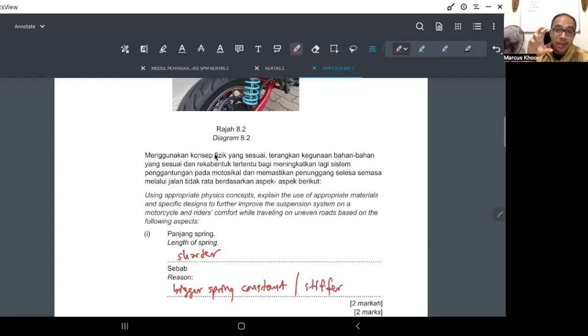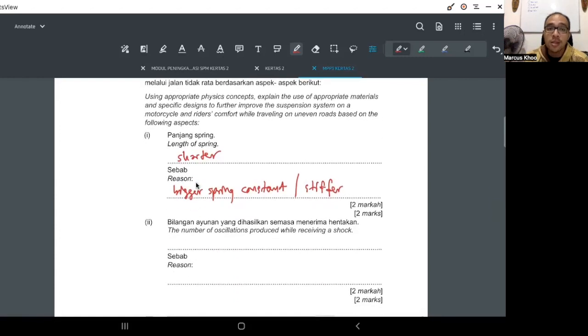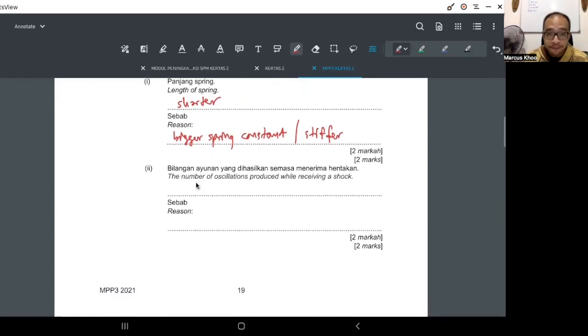So when it is harder, when you go on uneven roads, it won't bounce so much because that is very uncomfortable. Yes, it's a little bit more painful because it is hard, but it's better than bouncing around, which is actually more dangerous. So we don't want that. We want a shorter length of spring, so you get a bigger spring constant.